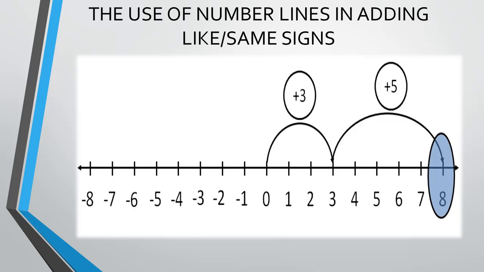Let's have another example. As you can see, in this illustration, positive 3 means moving 3 units to the right. And positive 5 means moving 5 units to the right also. Remember from our earlier discussion that moving towards the right is represented by a positive number. Hence, the illustration simply means a total of 8 units to the right, equivalent to a positive 8.